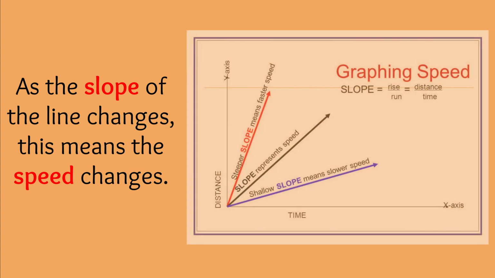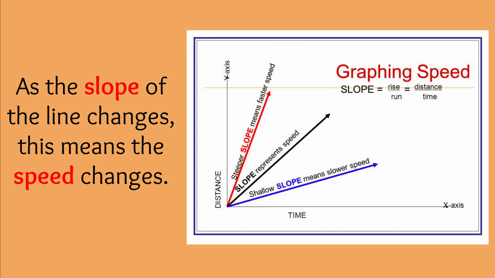When we look at the slope of the line, if that is changing, meaning it's either steeper or lower down, that means the speed has changed as well. So if you see a very steep slope, that means that the speed is very fast. But if the slope of the line is very shallow, closer to the time line, then that is a slower speed.